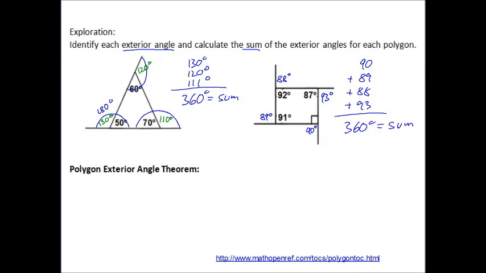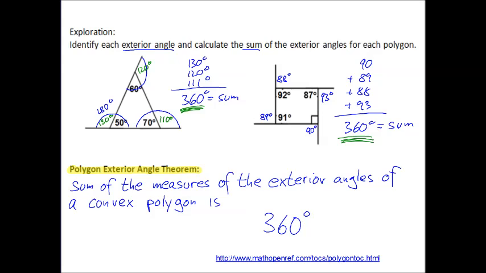And this is not a coincidence. The sum in both cases is 360 degrees, and that will lead us to our polygon exterior angle theorem.